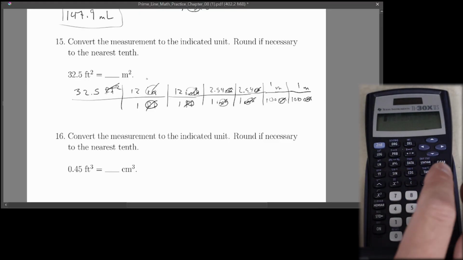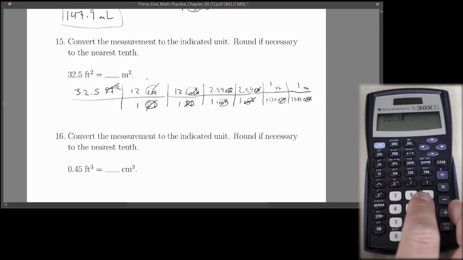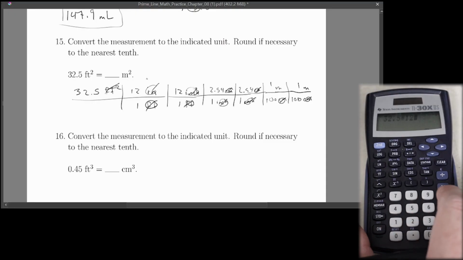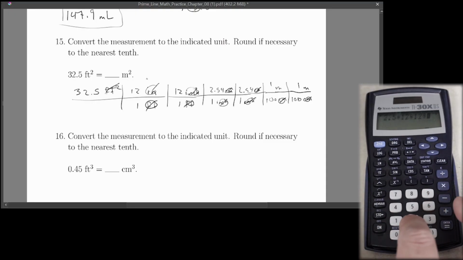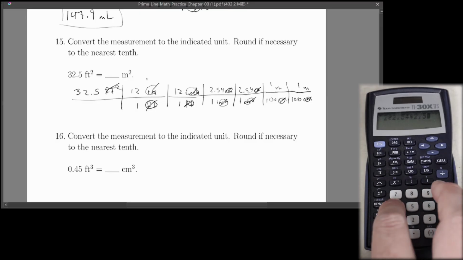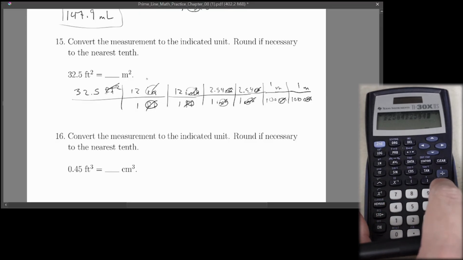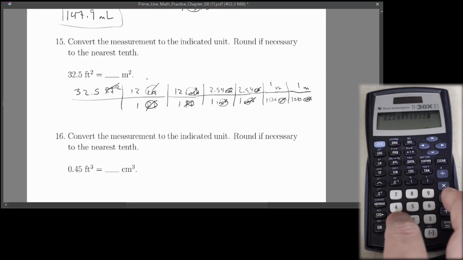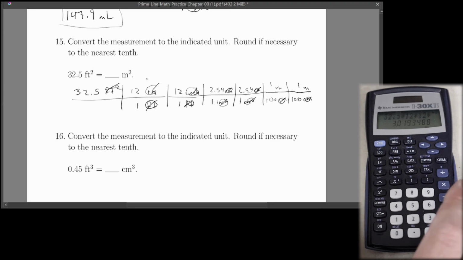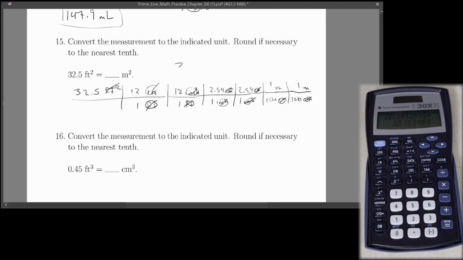So on our calculator, we're just going to multiply through 32.5 times 12 times 12 times 2.54 times 2.54 times 1 divided by 100 divided by 100. And we get 3.019348 meters squared, nearest tenth, so we can say 3.0.